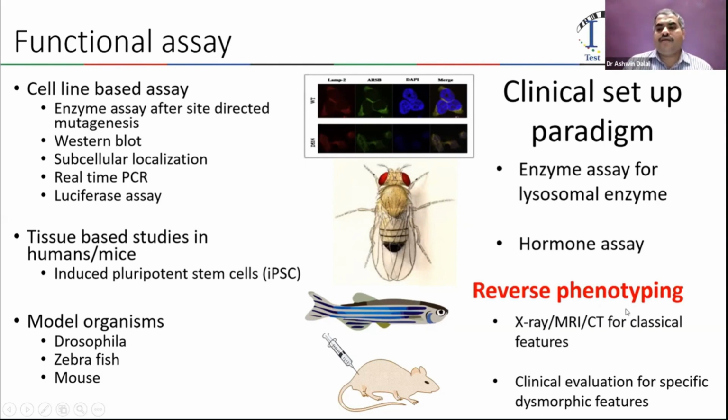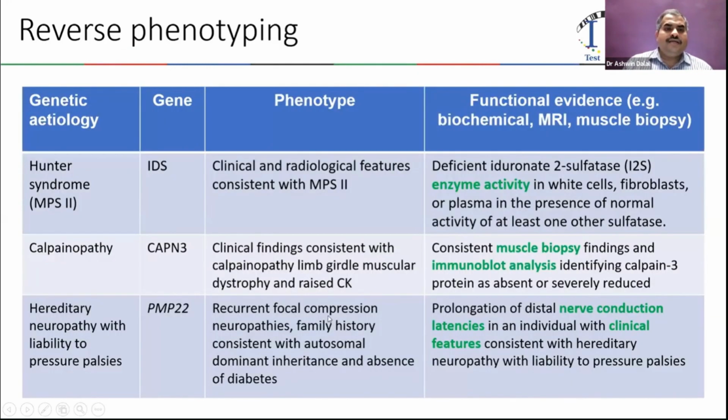So once you identify a particular variant, then you can use investigations like X-rays, MRI, CT scans to look for the classical features of that particular disease, or clinical evaluation for dysmorphic features for that particular disease. So these are some of the examples of reverse phenotyping you can see here. If the patient has Hunter syndrome, then for the phenotype we can look for the clinical and radiological features, and we can use an enzyme assay here to prove whether this variant is disease causing or not.